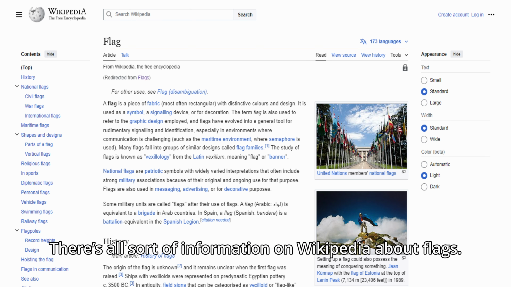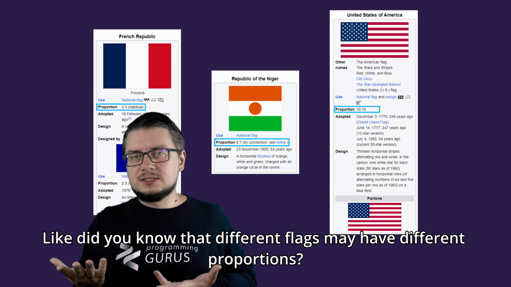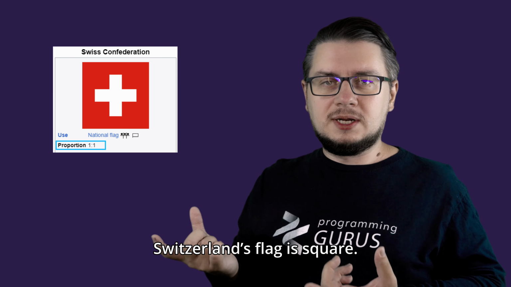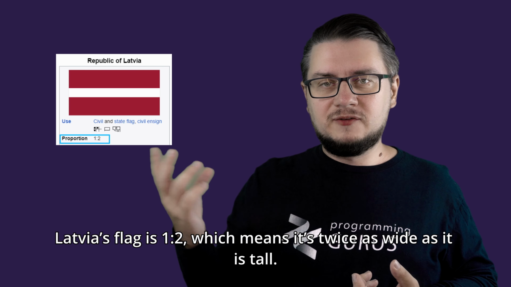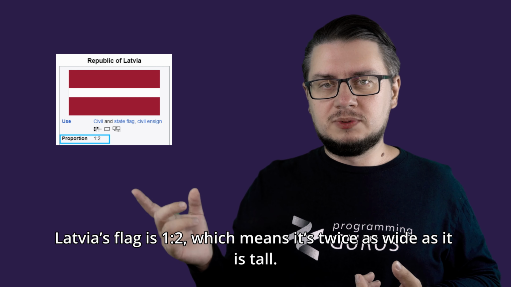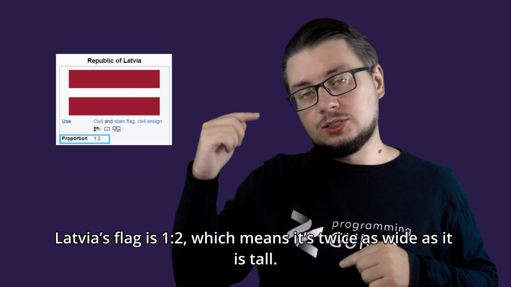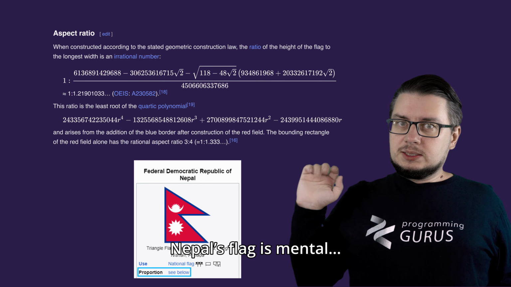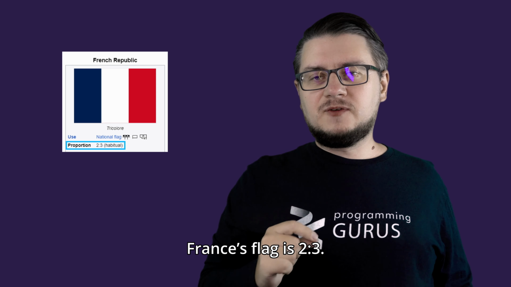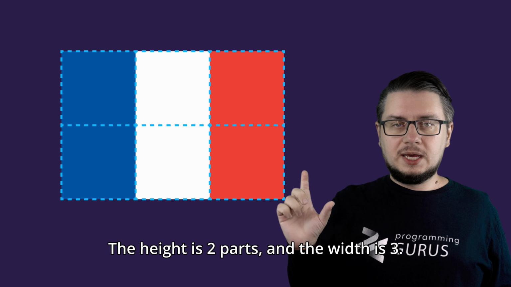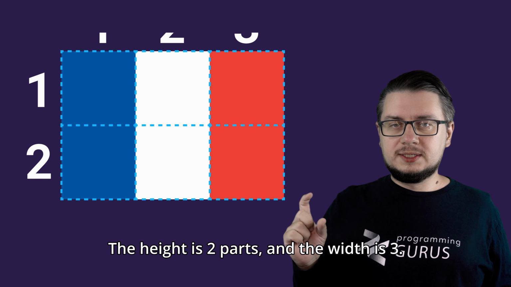There's all sorts of information on Wikipedia about flags. Like, did you know that different flags have different proportions? Switzerland's flag is square, Latvia's flag is 1/2, which means it's twice as wide as it is tall. Nepal's flag is mental. France's flag is 2/3. It's like the height is 2 parts and the width is 3 parts.